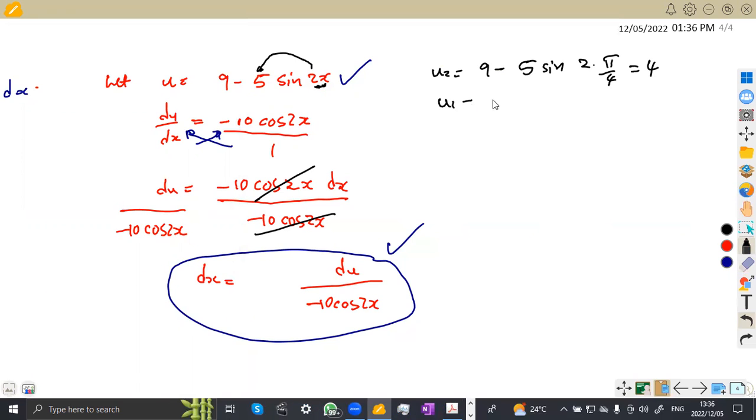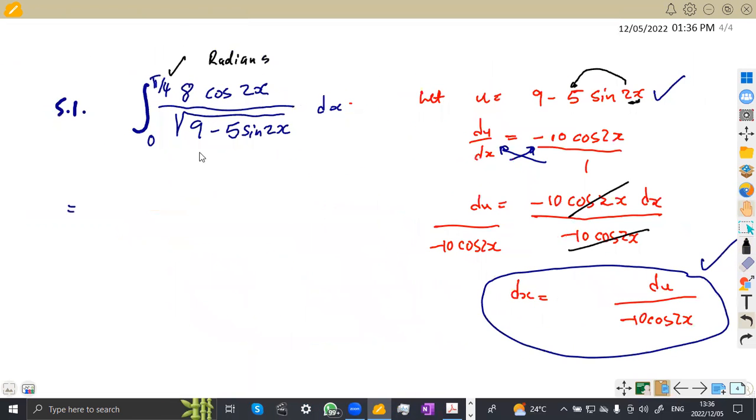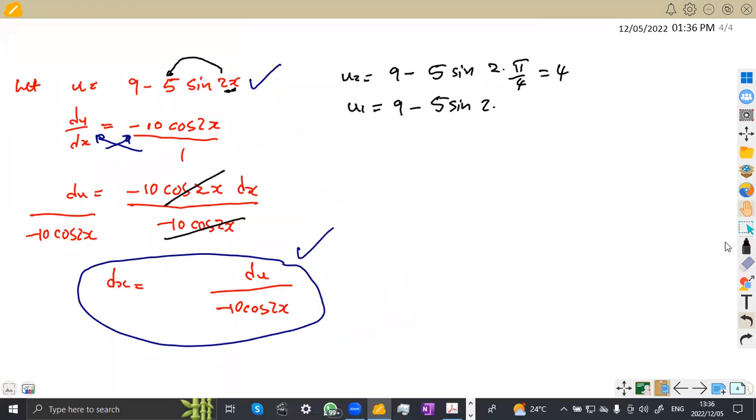Then we have got u1, which is 9 minus 5 sine 2 times the lower limit here, that's 0 there. So we're going to substitute 0, which is just 0. So it's 9 minus sine. We do know that sine 0 is 0. So this is going to be 9 minus 0, which is 9.